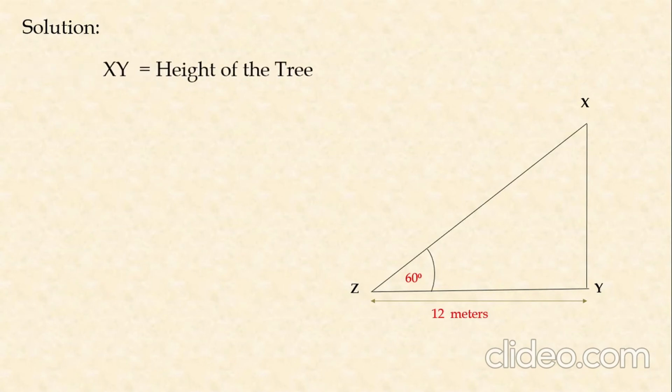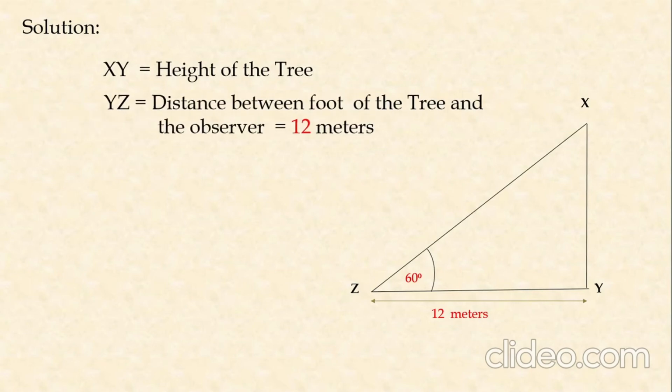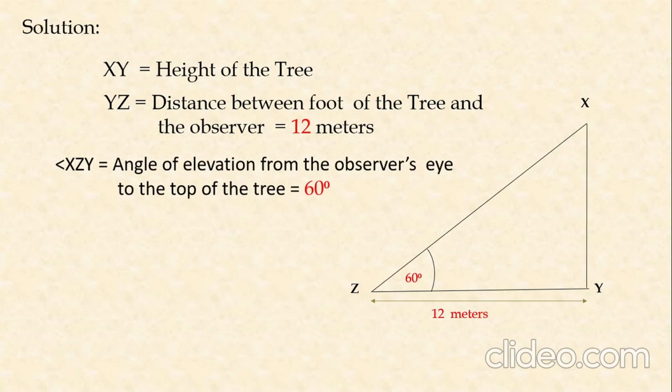Now we are going to write all the measurements. So XY is equal to the height of the tree, YZ is equal to the distance between the foot of the tree and the observer, which is equal to 12 meters. Now angle XZY is the angle of elevation from the observer's eye to the top of the tree. He was observing the bird. That bird is sitting on the point where X is plotted. So our problem is completed by writing all these measurements. This is enough for the given problem.